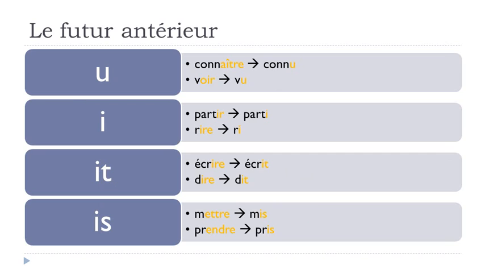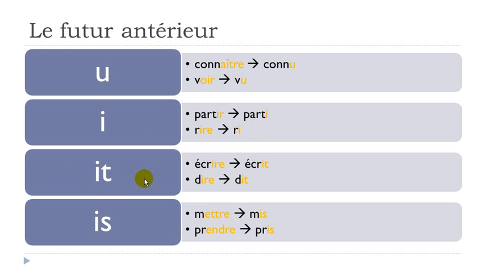Okay, so let's see now the third group. It's a tricky group. As I said, I've been making a video and you've got more examples, but still, these are the main subcategories, if you want. The one that will end with U, like here and here: connaître, connu. Connaître is to know. Voir, to see, vu. Then ending with I: partir, to leave, parti. Rire, to laugh, ri.